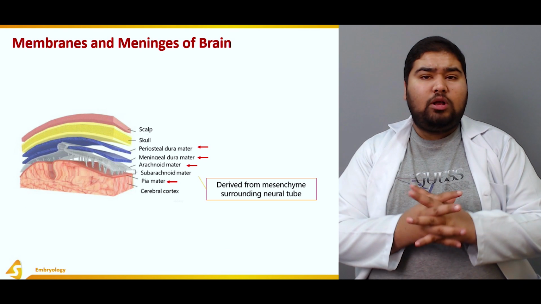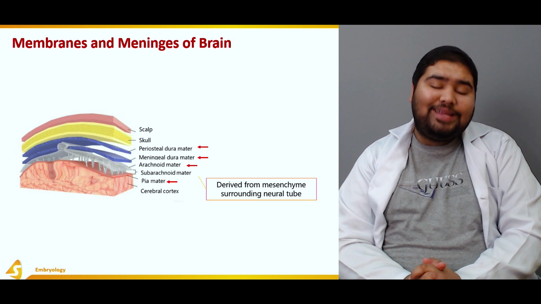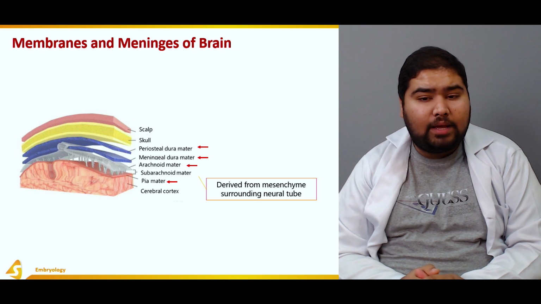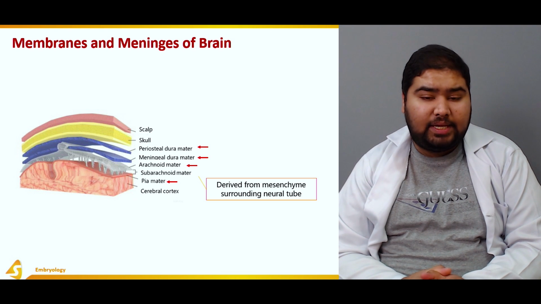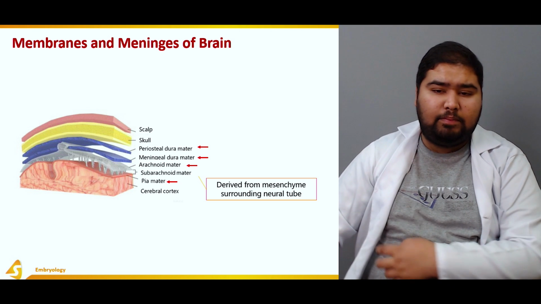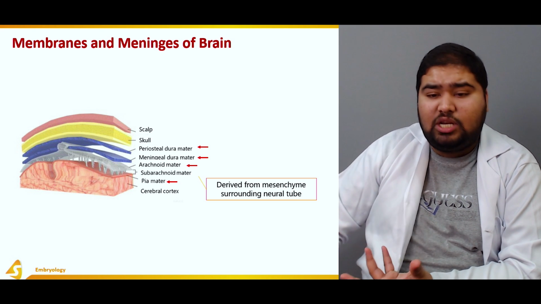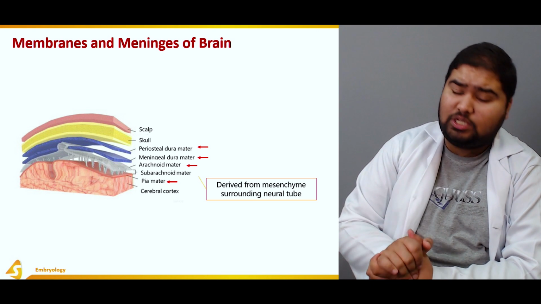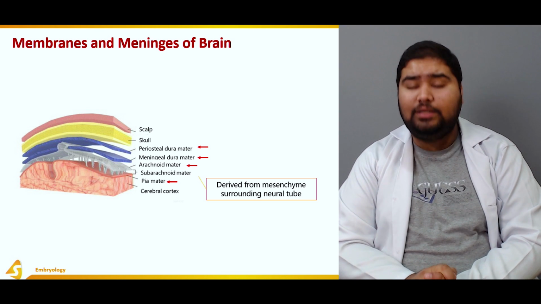Now let's talk about the membranes and meninges that cover the brain. There are three meninges that cover the brain from outside to inside. These are the dura mater, the arachnoid mater, and the pia mater. Let's see what the various coverings and meninges of the brain are. These meninges are actually derived from the mesenchyme which surrounds the neural tube. The mesenchyme surrounding the neural tube gives rise to the meninges that cover the brain.